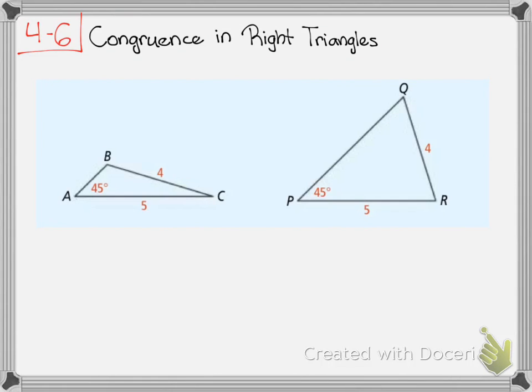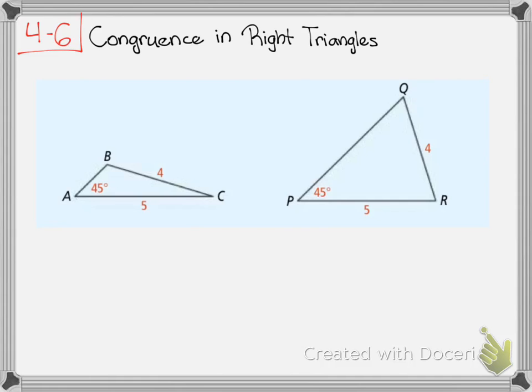Okay, we're going to be looking at 4.6, which is talking about congruence and right triangles. So we know how to tell whether or not any other triangles are congruent. Is there a specific way to tell whether or not right triangles are congruent besides SSS, SAS, ASA, and AAS?